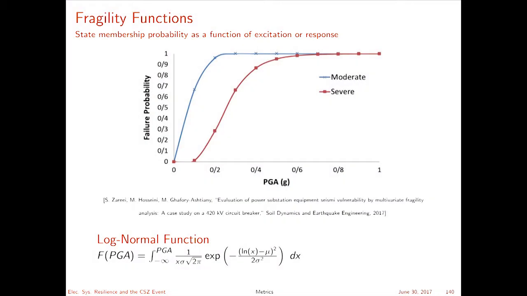So now I want to talk about something else called a fragility function. And that's going to be most relevant to what we're going to work on here shortly. A fragility function is a little different than a vulnerability function. A fragility function is the probability that you're in a certain state. This was from a paper, again, I'll put this in a repository, on a finite element analysis of a 420 kilovolt circuit breaker. They didn't actually test it, but they did it with FEA. They determined the probability that it was moderately damaged or severely damaged. And what defines that probability is something called a fragility function.